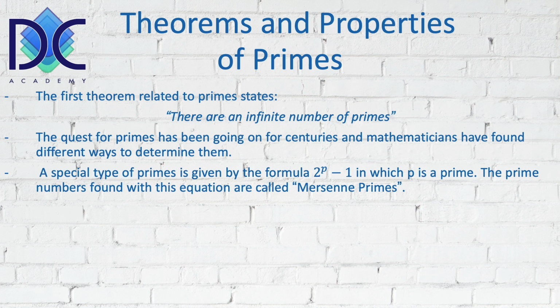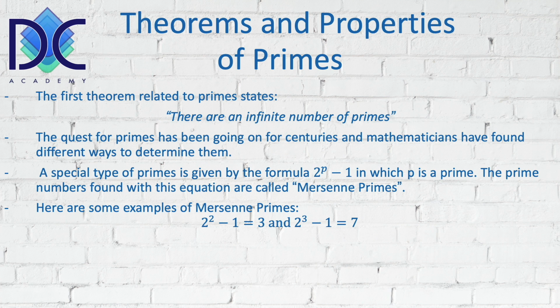One of the formulas that is used to find primes is 2 to the power of p minus 1, in which p is a prime number. And we call the primes found using this formula the Mersenne primes. Mersenne was a mathematician. He used this formula to calculate primes, and you can find primes with it quite easily. So the first prime number is 2, and 2 squared minus 1 is 3. 2 to the third minus 1 is 7. So we already find 2 primes, but those are easy to find.